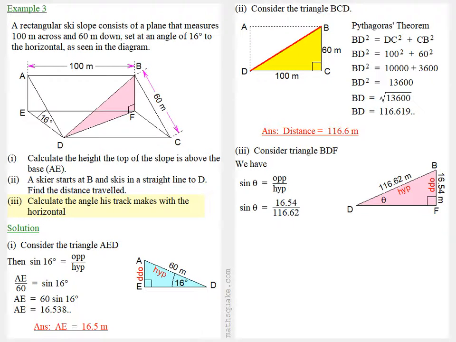In other words, the sine of theta is equal to 16.54 over 116.62. If we take the inverse sine of both sides and then use a calculator, we get theta is equal to 8.1536. Now we can round that off to one decimal place, and so the angle that his track makes with the horizontal, which is the angle theta, is equal to 8.2 degrees.